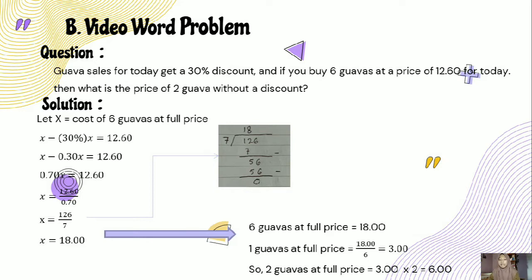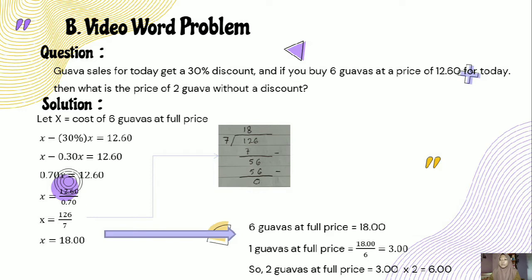And the solution is: let x equal the cost of 6 guavas at full price, and x minus 30% of the cost, x minus 0.30x, equals $12.60. So 0.70x equals 12.60.